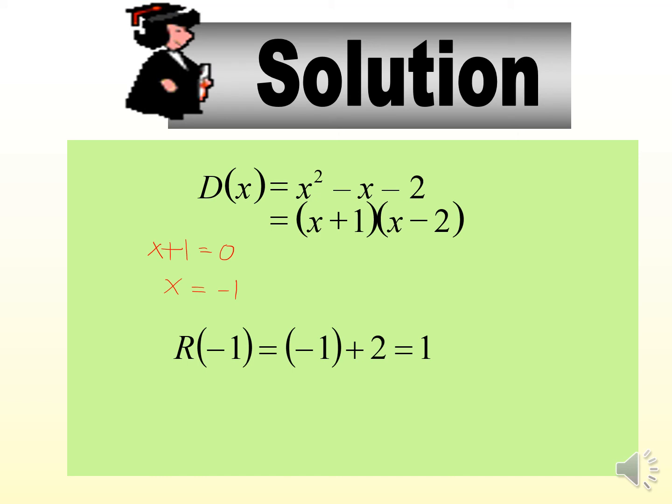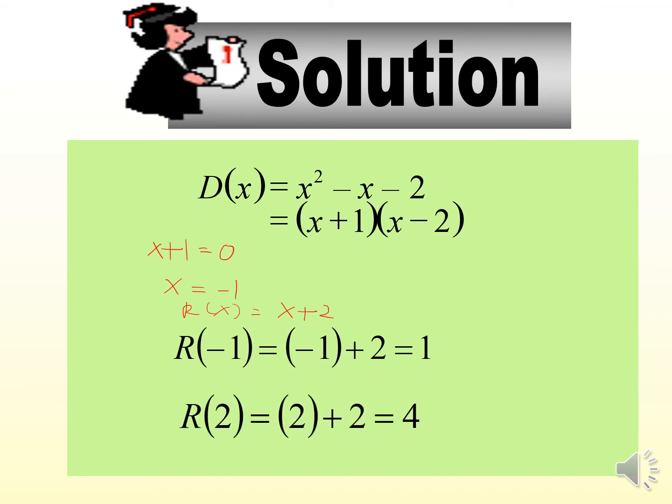So substitute into the remainder. R(x) equals x plus 2. So when x is negative 1, substitute negative 1 into x, so it becomes negative 1 plus 2 and the remainder equals 1. For x minus 2 equals 0, x equals 2. Substitute 2 into x, so you can get the remainder equals 4.